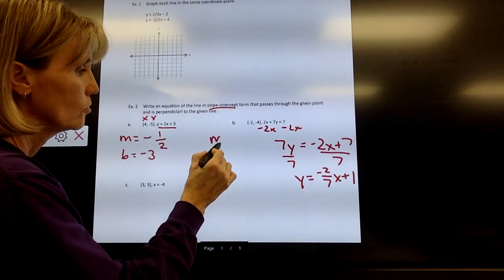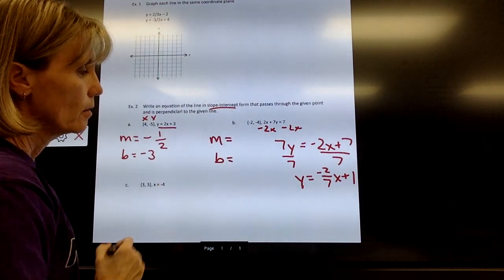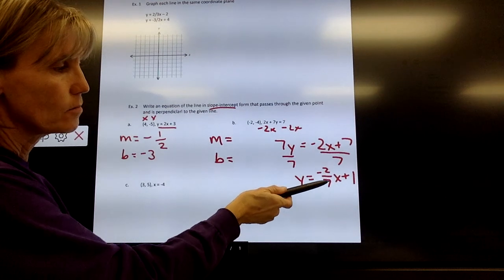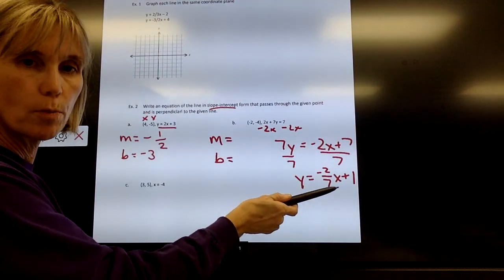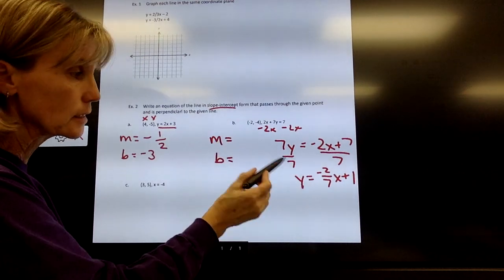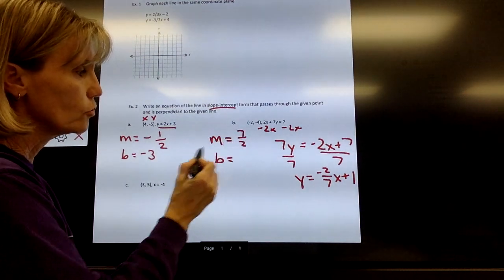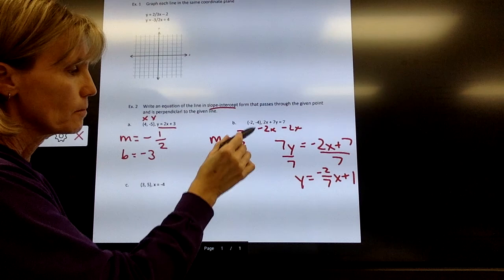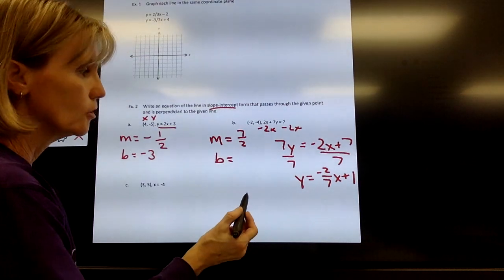So I want to use a slope and a b value. I want to find my b value. I am not going to use that same slope. I'm going to use the negative reciprocal of it. So I'm going to use a positive 7 over 2. And then to find my b value, I've got to plug in and do the math.